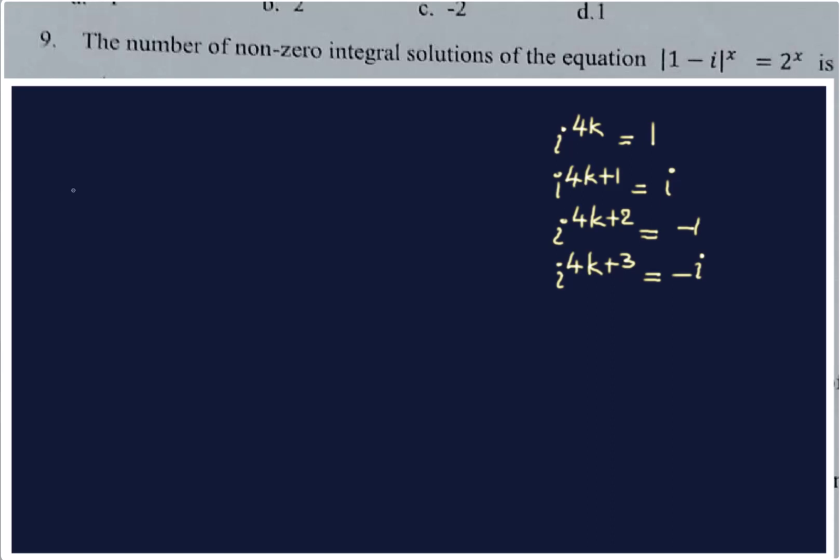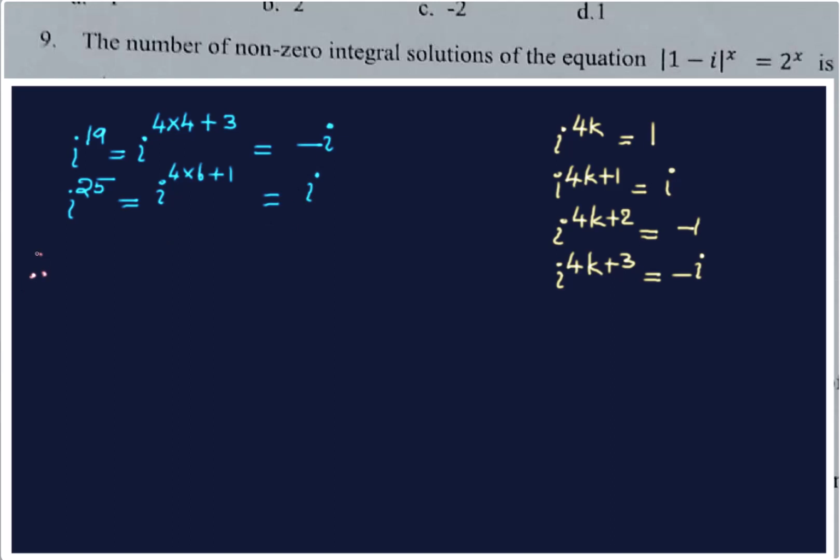So if we consider i raised to 19, the first term of the expression, we can express it as i raised to 4 times 4 plus 3. And this is in the form i raised to 4k plus 3, which is minus i. So i raised to 19 is equal to minus i. And i raised to 25 also we can express in the form i raised to 4 times 6 plus 1. And i raised to 4k plus 1 is actually equal to i. So i raised to 25 is i.